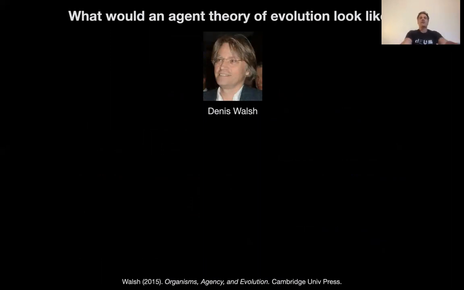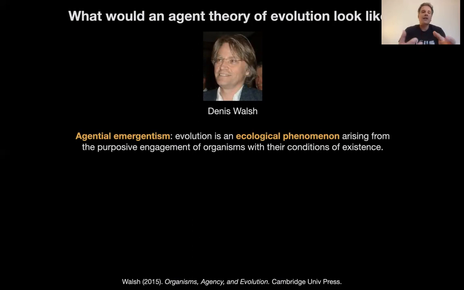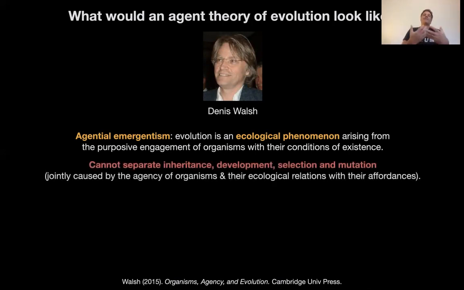So he thinks an agent theory of evolution will be about agential emergentism. So evolution is an ecological phenomenon arising from the purposive engagement of organisms with their conditions of existence. So it's got a fundamentally dialectic dynamic there, okay? Sort of heavily impredicative. Because of this sort of impredicativity, you cannot separate any of the processes, inheritance, development, selection, or mutation from the others, okay? So these are jointly caused by the agency of the organism and their ecological relations with their affordances.